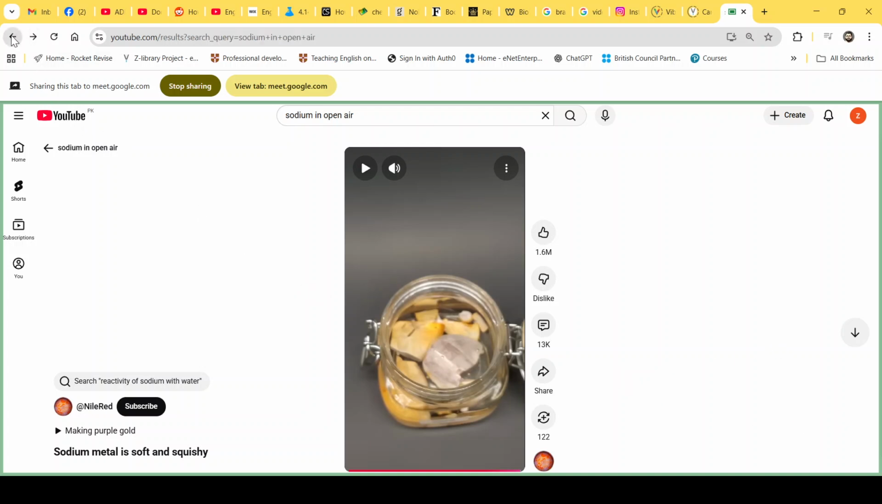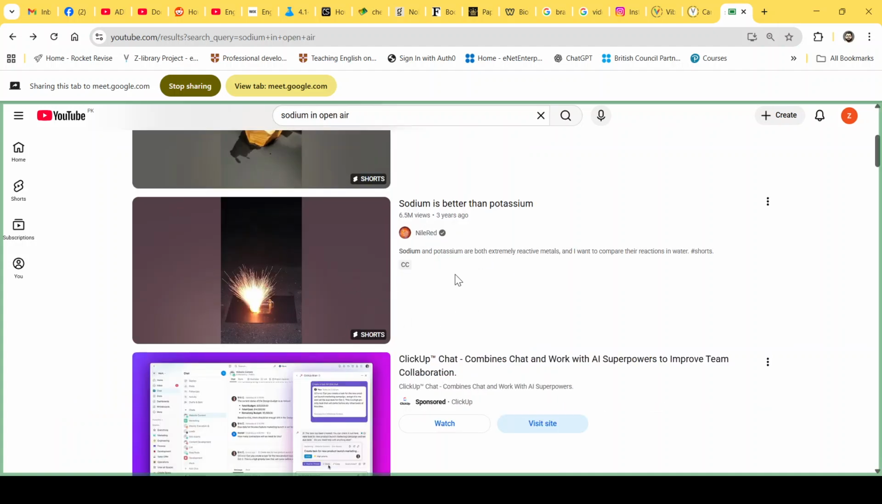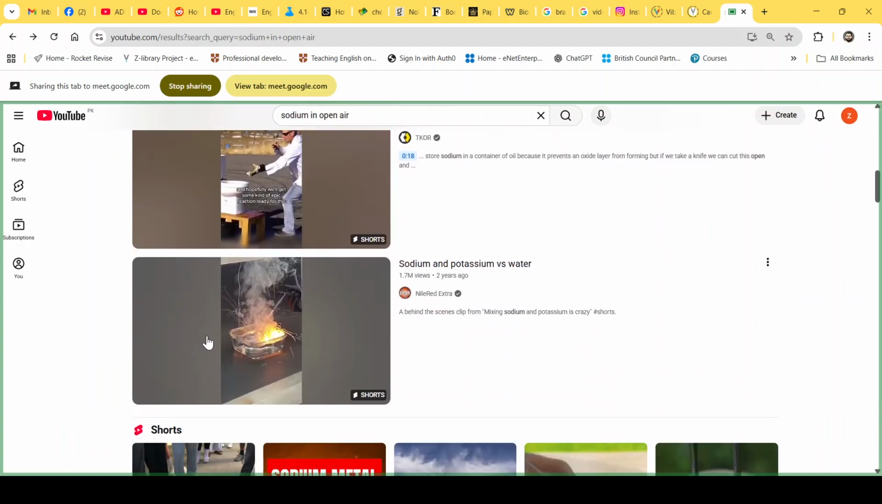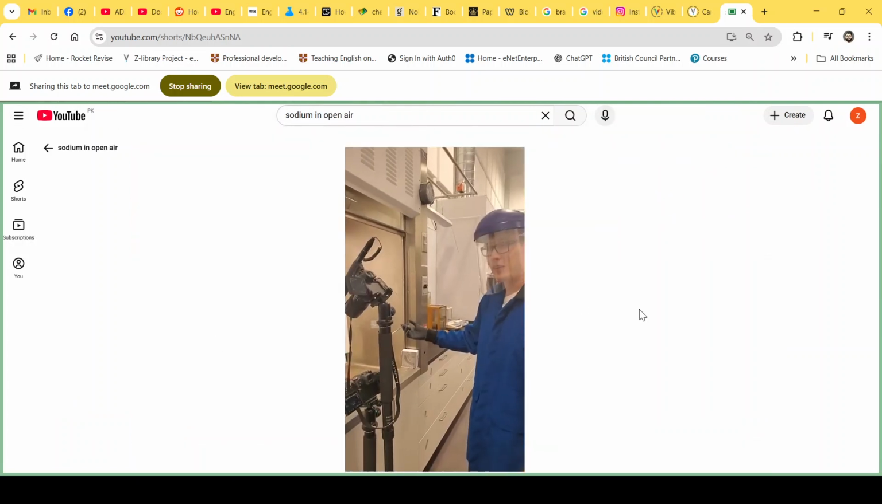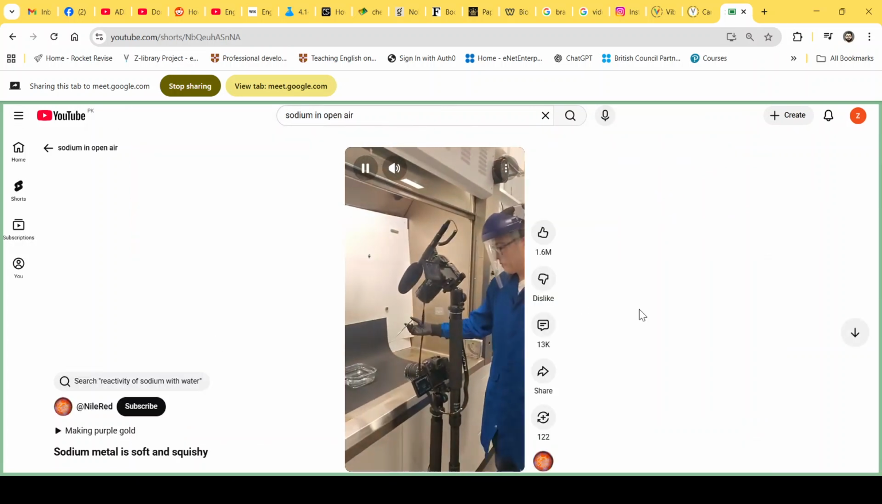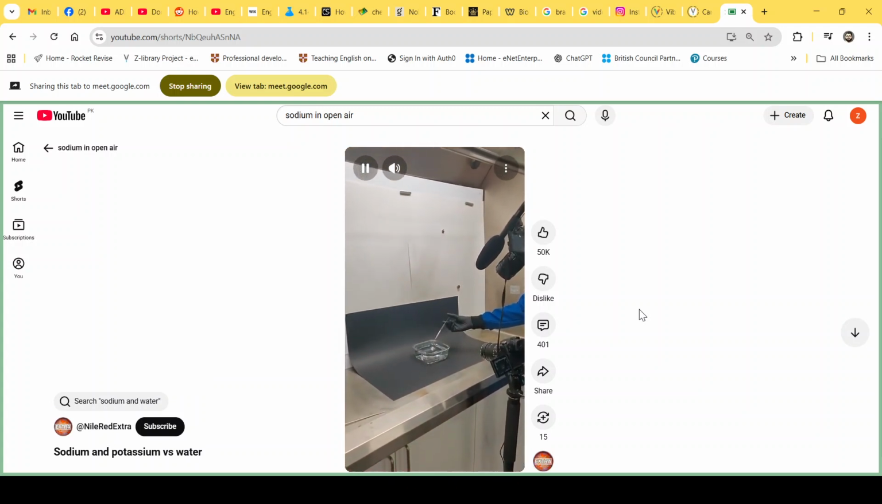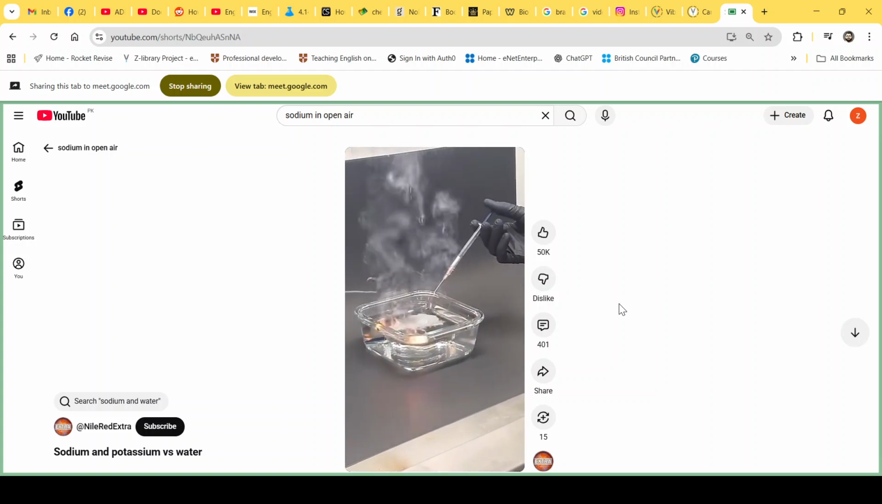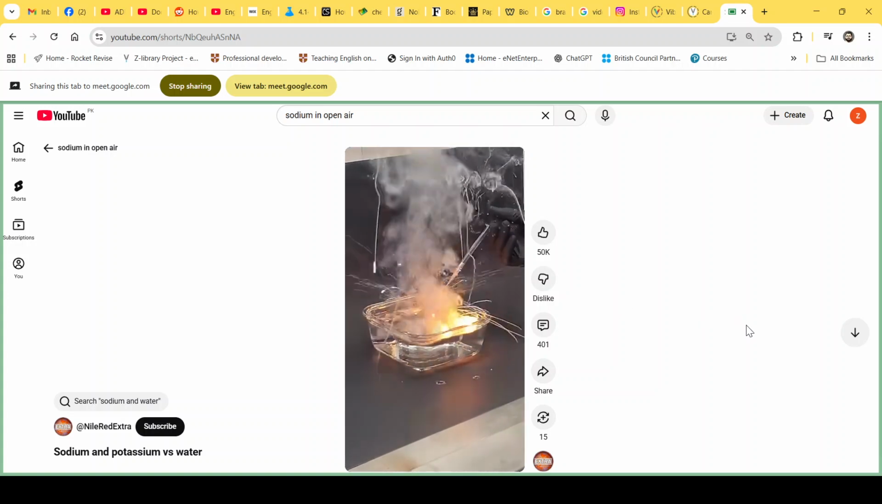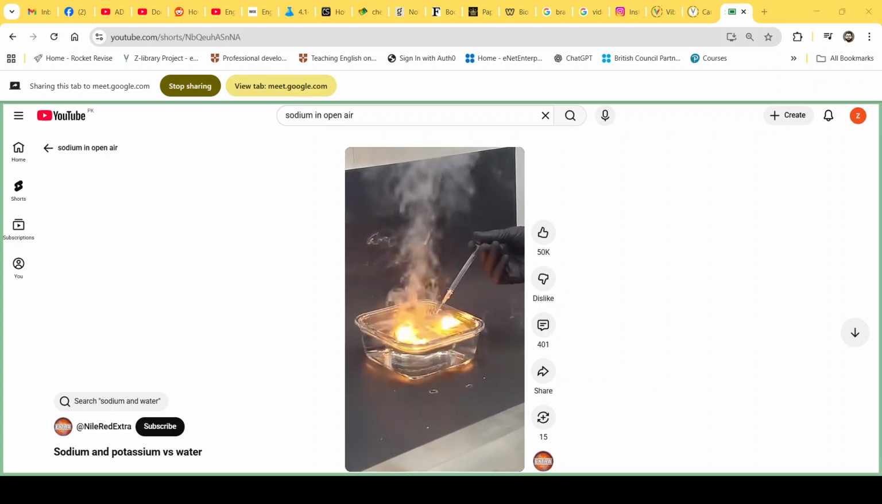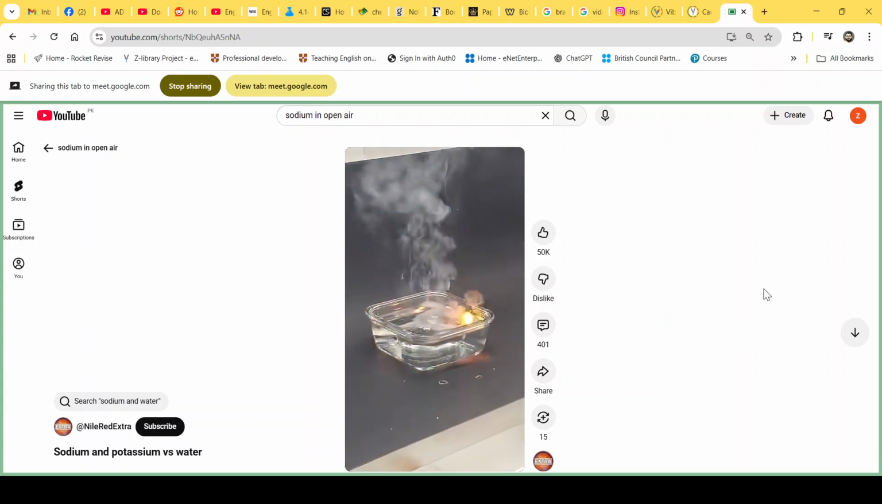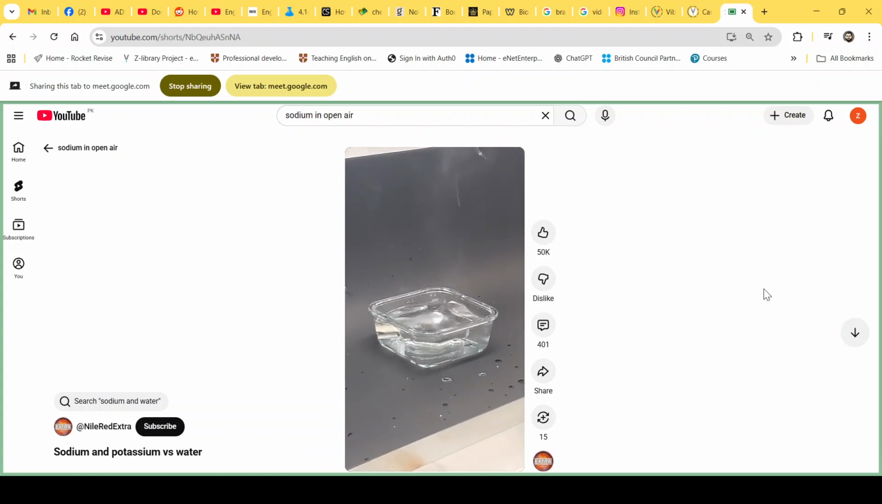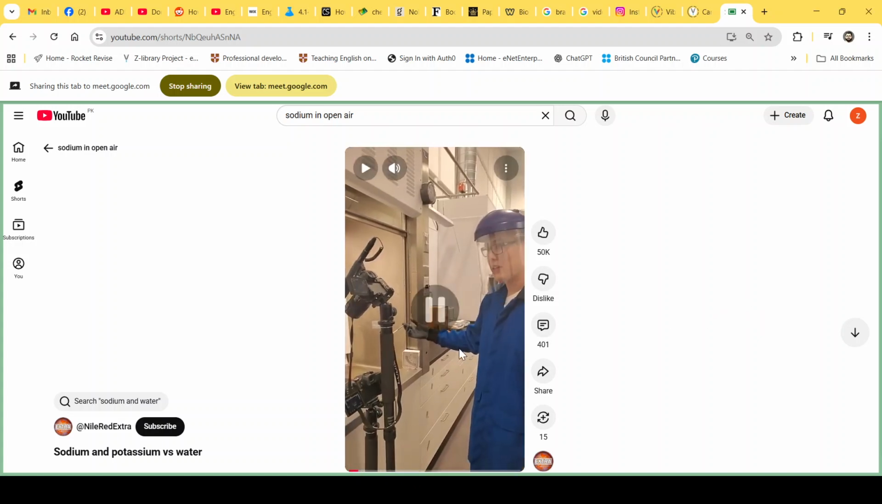I said there's an explosive reaction, and that is right. Only very reactive metals can react in cold water and oxygen. Yes, it is super reactive. As soon as there's moisture in the air, it reacts.